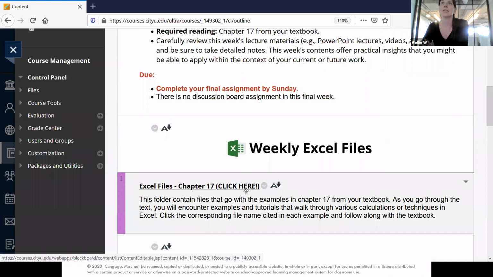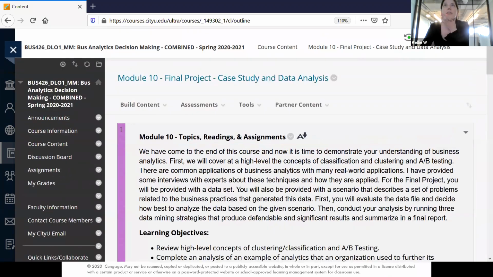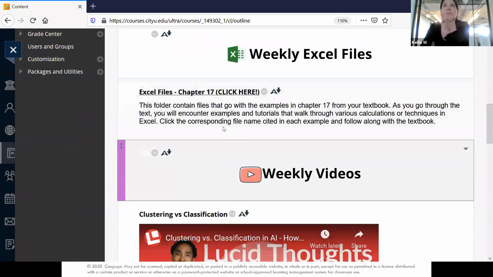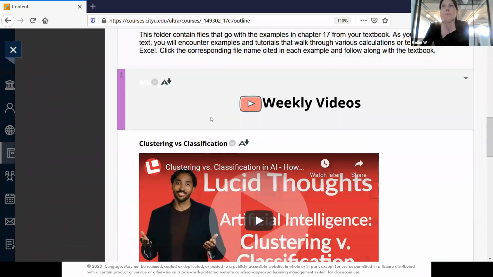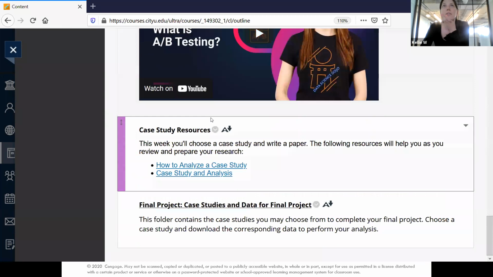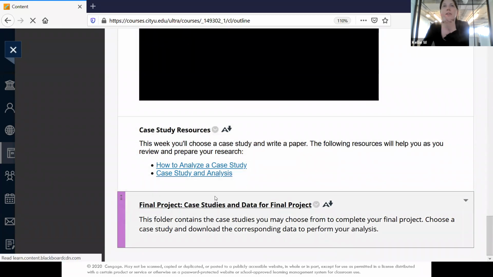Let me see, it looks like there's actually something missing. Give me 1 second. That's your reading. Is it in here?